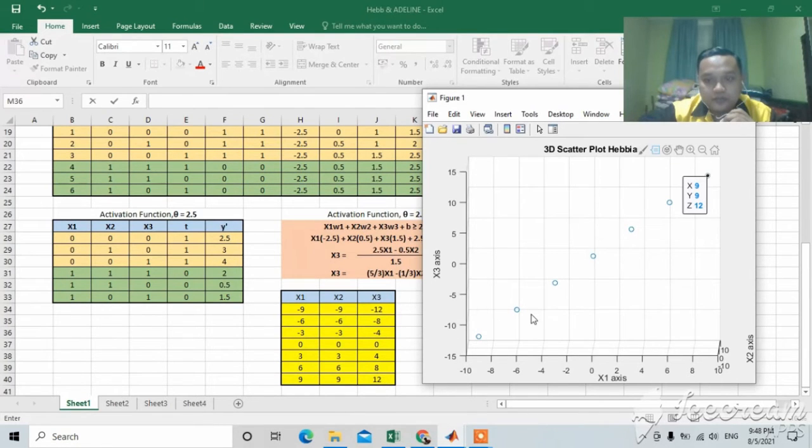So it's proven by the linear line. If you can see, it's a straight line right here.